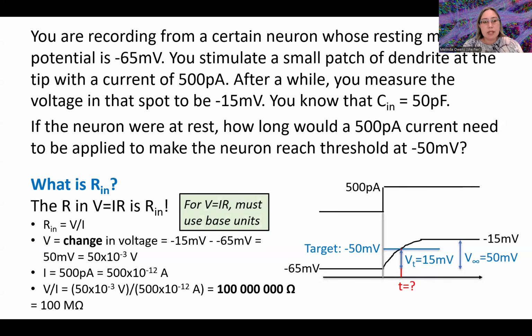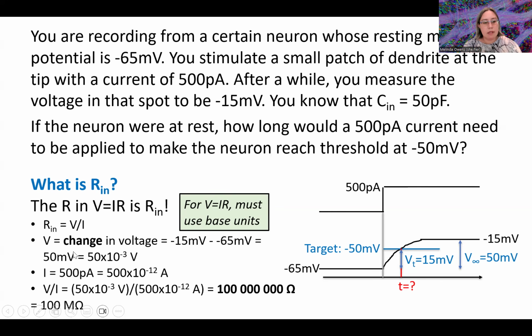If you recall, the R in V equals IR is the input resistance. So what do we have? We do have the V, right? The V is the same as the V infinity. That's our 50, our change in voltage from baseline. And we have the I because that's given in the question. So we can use those to calculate the input resistance. Rearranging V equals IR, we have R equals V over I.